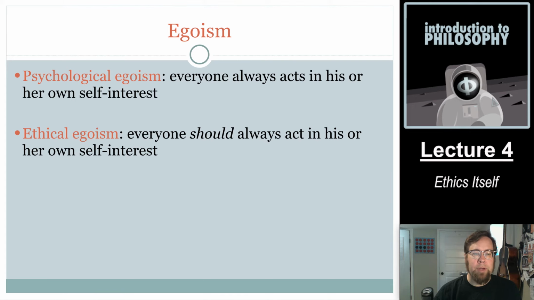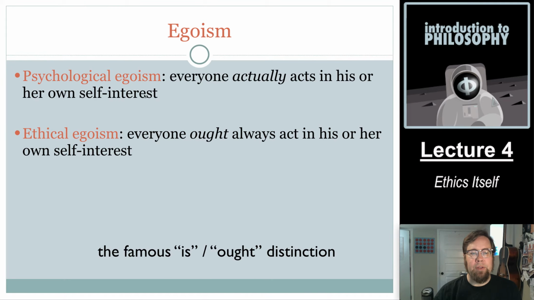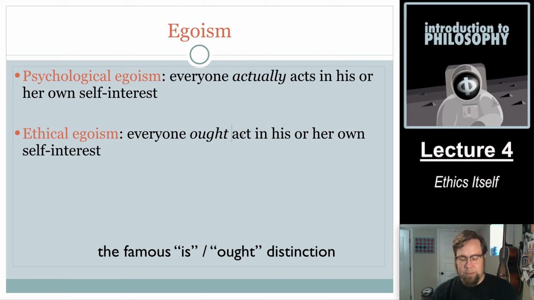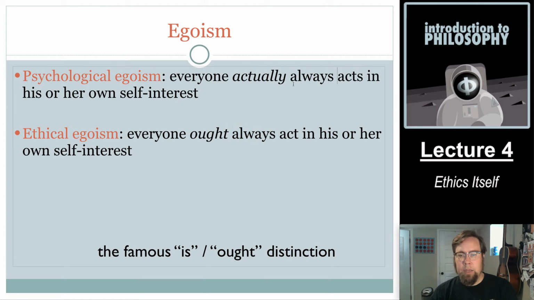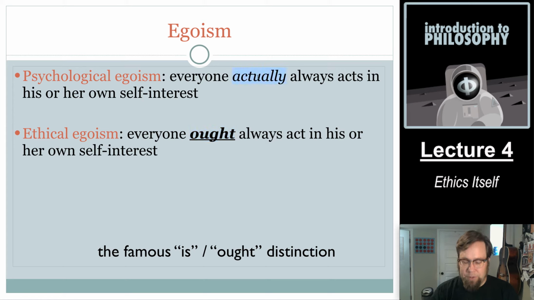Another way of wording psychological egoism and ethical egoism is like this. Psychological egoism is stating that everyone actually acts in his or her own self-interest, whereas ethical egoism is stating that everyone ought to always act in his or her own self-interest. And I guess I want to get rid of the always there, or maybe add it in both cases. I'm trying to make psychological egoism and ethical egoism seem the same, except for these two words here, ought and actually.